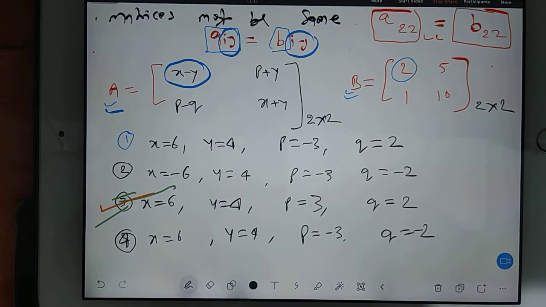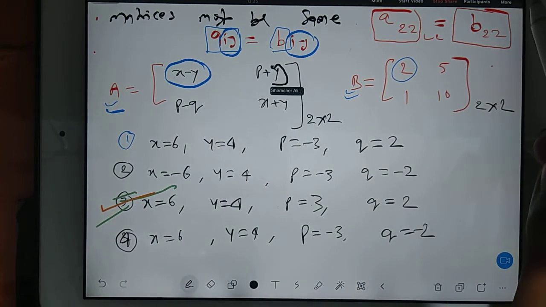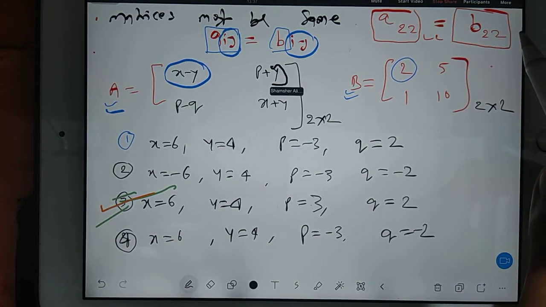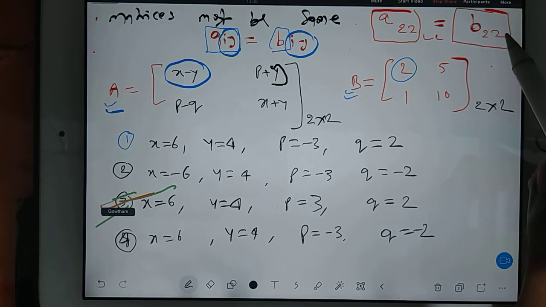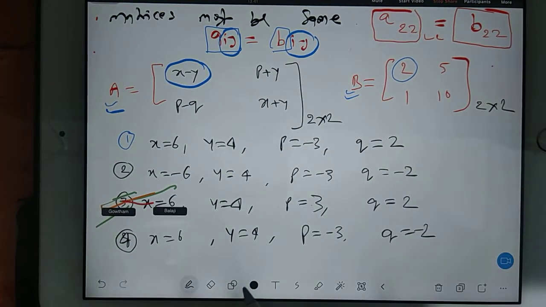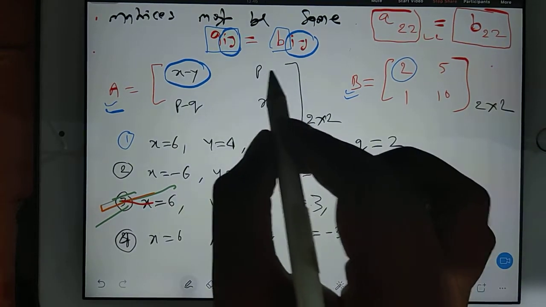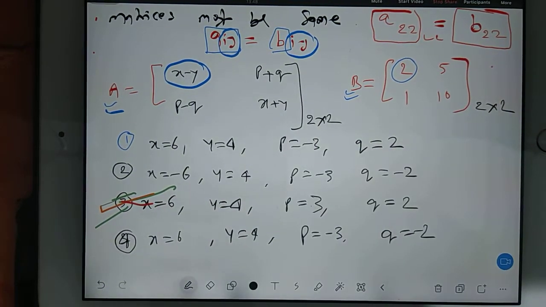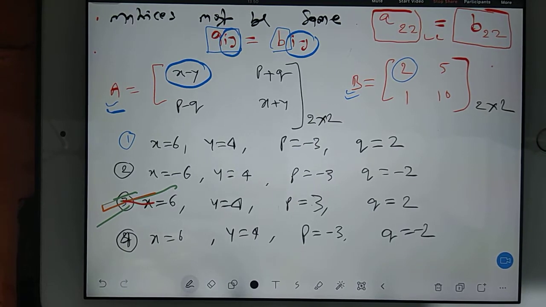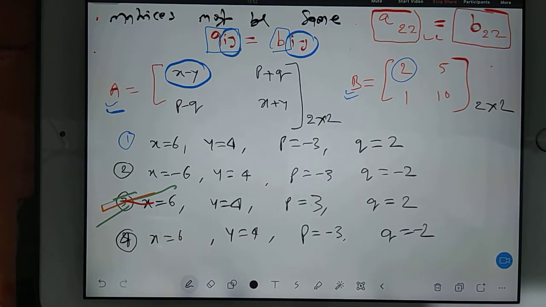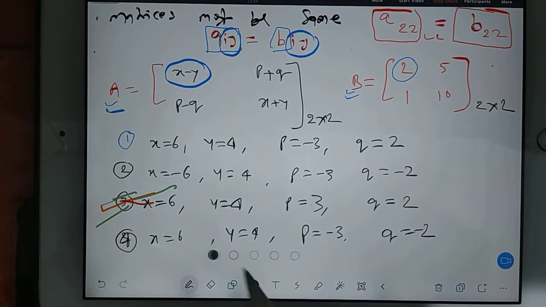Okay, 3 students, very good. Yes, it is p plus q actually. This is p plus q, my mistake here. Very good. So it is a very easy question.